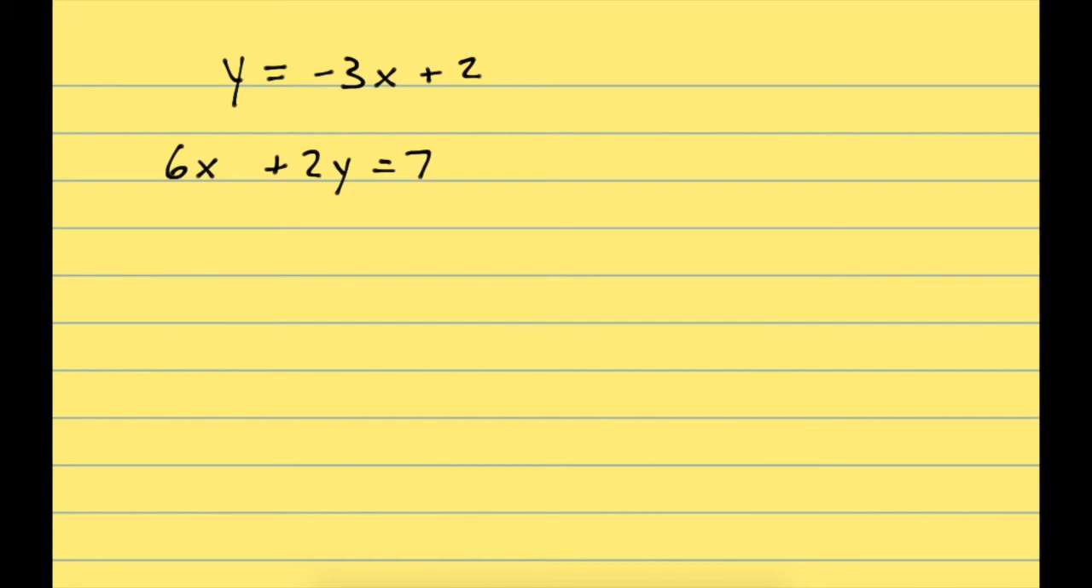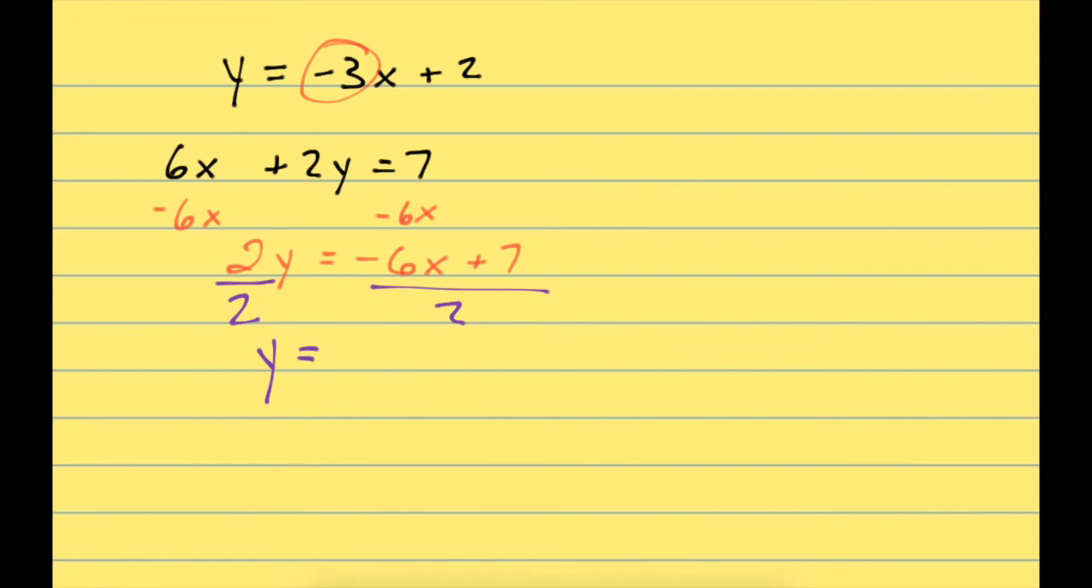Okay, so the slope for the first equation is -3. That one's pretty easy to find because it's in slope-intercept form. For the second one, we need to solve for y to determine if it has the same slope. So we subtract 6x from both sides, and we have 2y equals -6x plus 7. But then to complete the process, we need to divide both sides by 2. Which gives us y equals -3x plus 7 over 2. And so that also has a slope of -3. So yes, these lines are parallel.